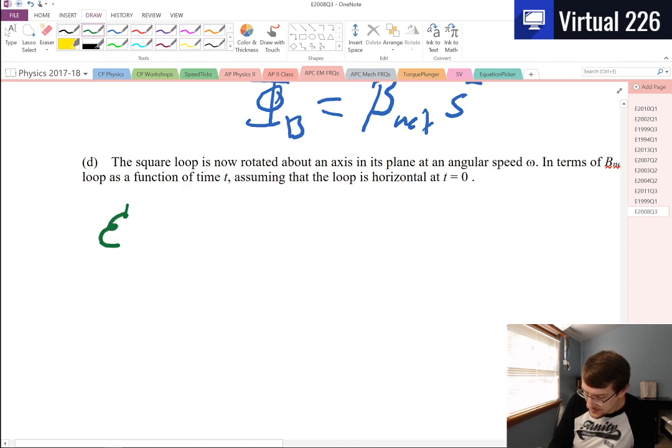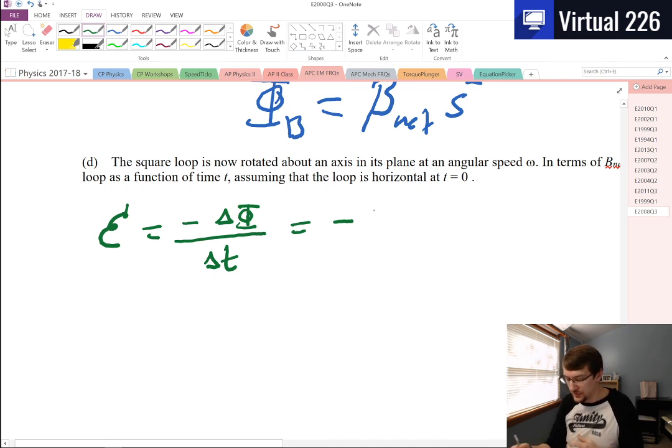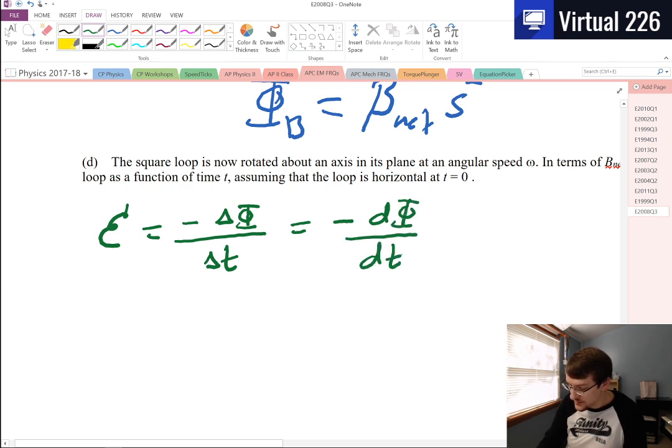Well, we know that an EMF is equal to the negative change in flux in some amount of time. Now that's a pretty algebra way of writing it. If we wanted to write it a little bit more specifically and in a greater mathematical way, we can say it's the opposite, because it's going to oppose that motion due to Faraday's law, of d flux over dt. So that's a small change in flux in some amount of time.